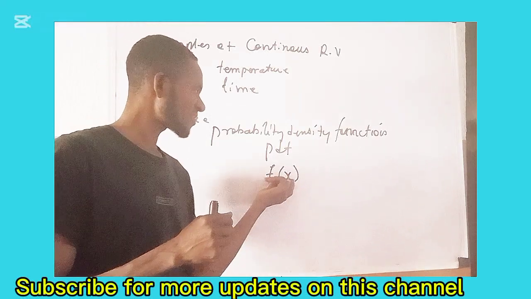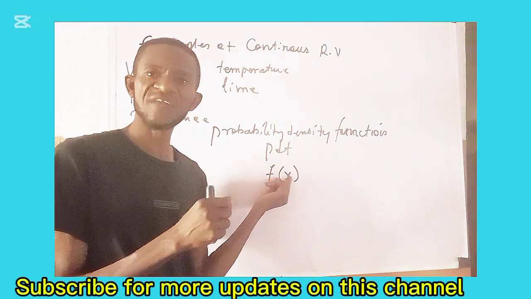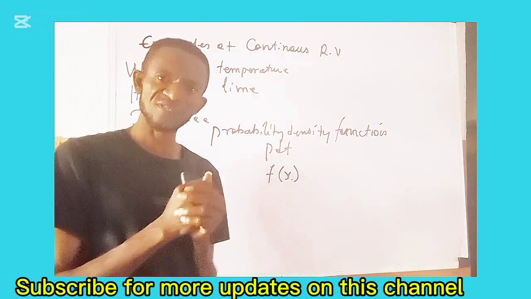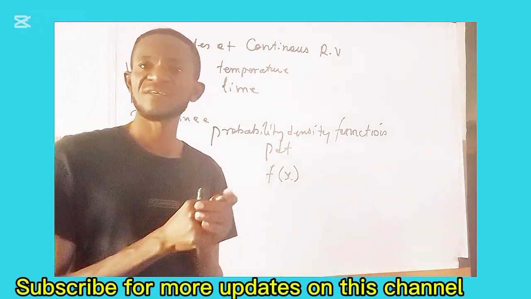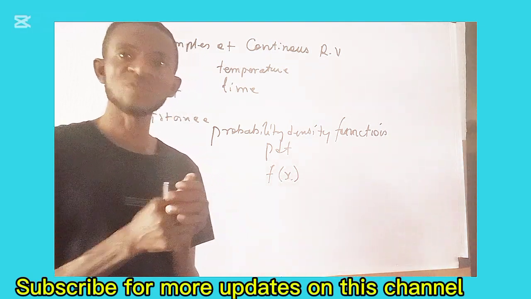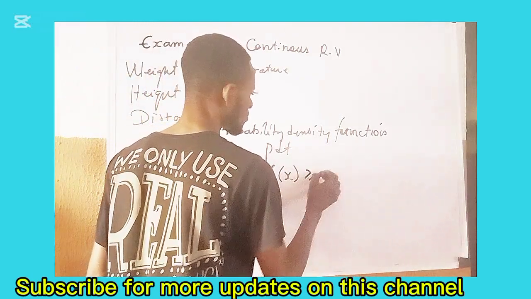This f of x, which of course is the PDF of a continuous random variable, has some properties. The first property is that this f of x is always greater than or equal to 0. That is to say that f of x is greater than or equal to 0.